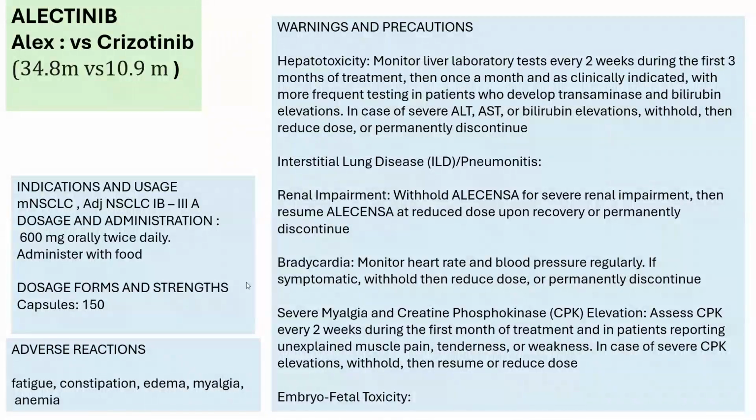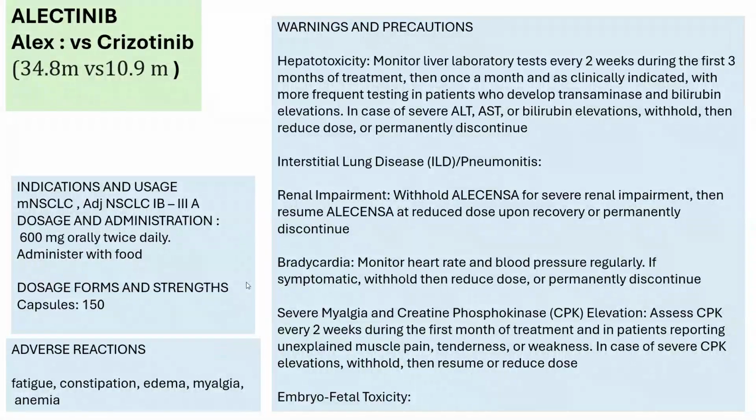Then we come to alectinib. So alectinib is quite a tolerable drug. Of course, it has GI side effects, AST, ALT elevation, ILDs as side effects. We need to monitor for that. But overall, it has a good tolerability profile. And the main side effect, which is different from other TKIs, as I discussed earlier, was severe myalgia.